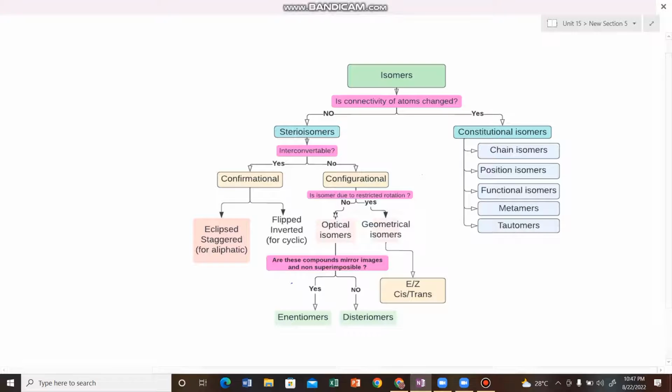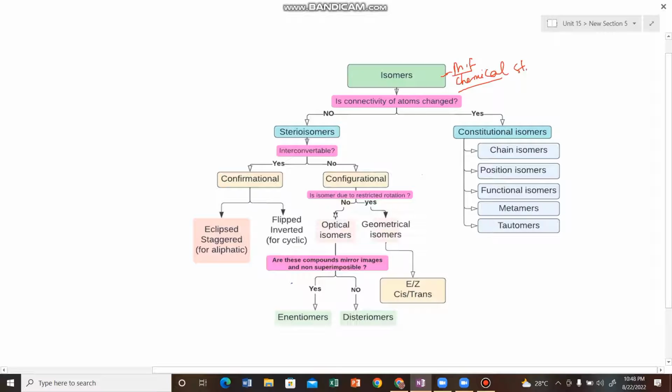In last class we were discussing isomerism, the definition first. What actually isomerism is: two compounds having the same molecular formula but different chemical structures. If the chemical structure is different and the molecular formula of two compounds is the same, they are known as isomers. And we discussed the different types of isomers: constitutional, chain, position, functional, in the last video.